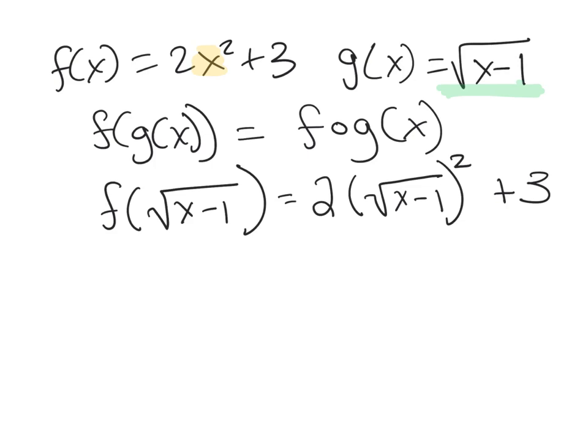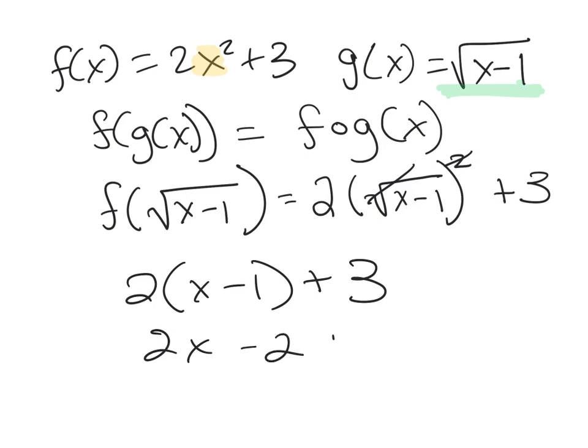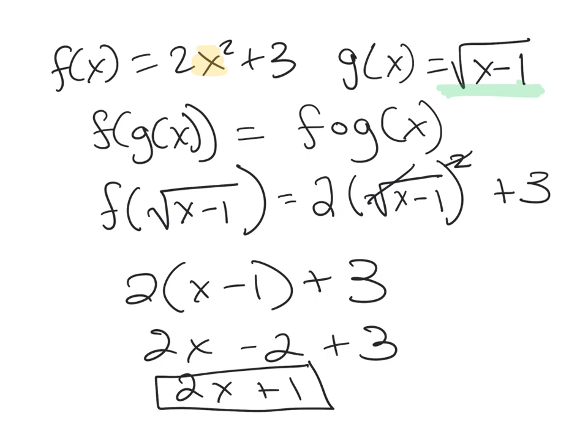So now, I'm going to take 2 times, this squared is x minus 1 plus 3. Remember, squares are inverses of each other. 2x minus 2 plus 3. It's called distributing. I distributed the 2. And then 2x plus 1. And voila, that is my final answer. Let's go.